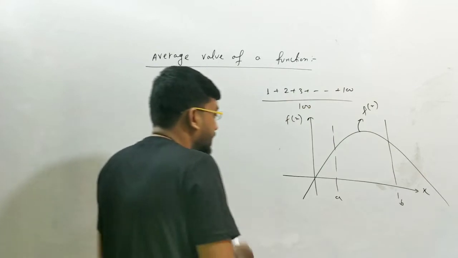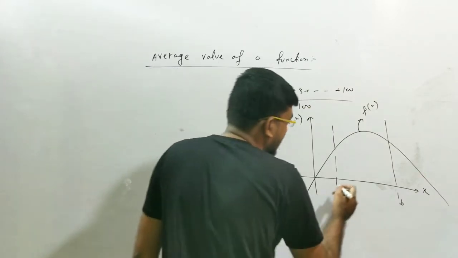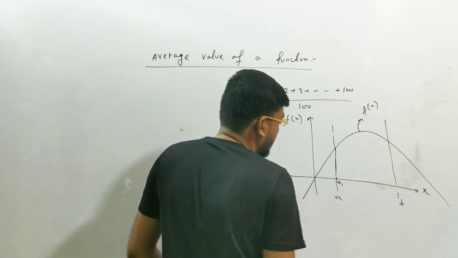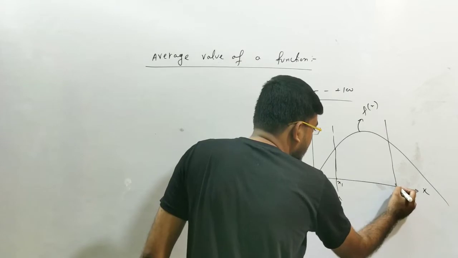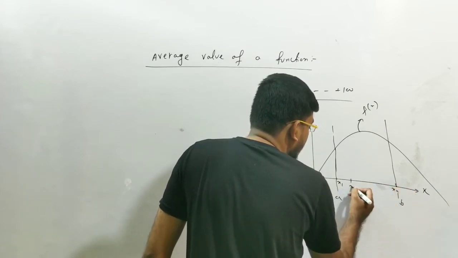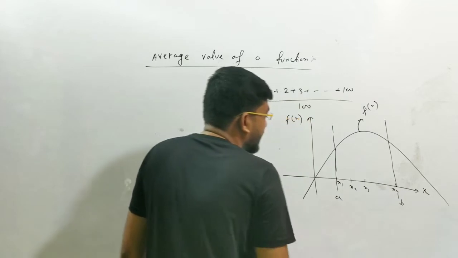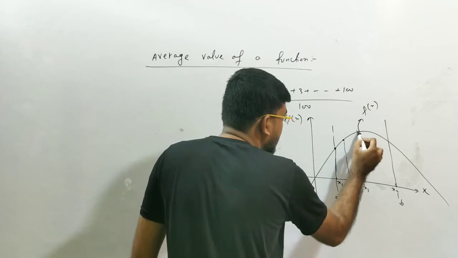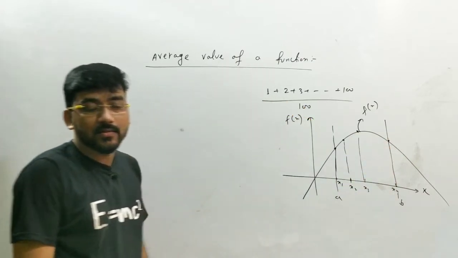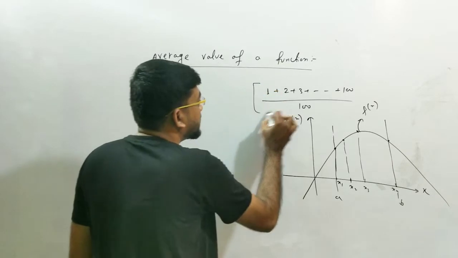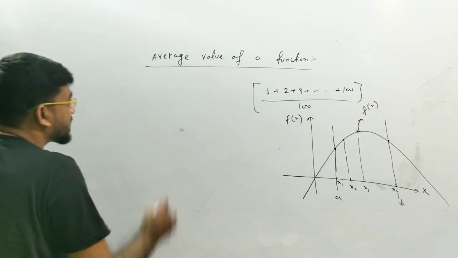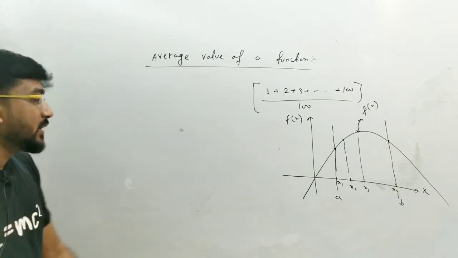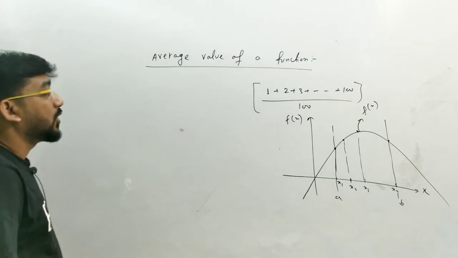So we have to find the average value of the function in this interval, and the functional value is f of x. Now if you divide from a to b, suppose this is the point x1 and this is the point xn, and there are various terms x2, x3. Here the functional value is f of x1, here f of x2, here f of x3, and here f of xn. Let me take n number of intervals, x1, x2, x3 up to xn. So the total number is n.